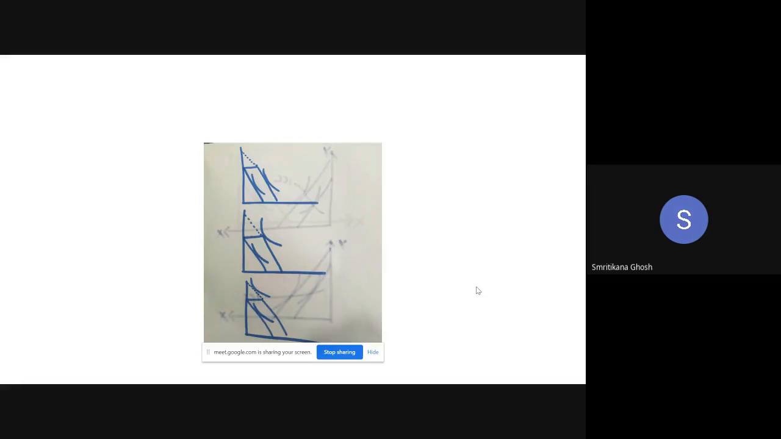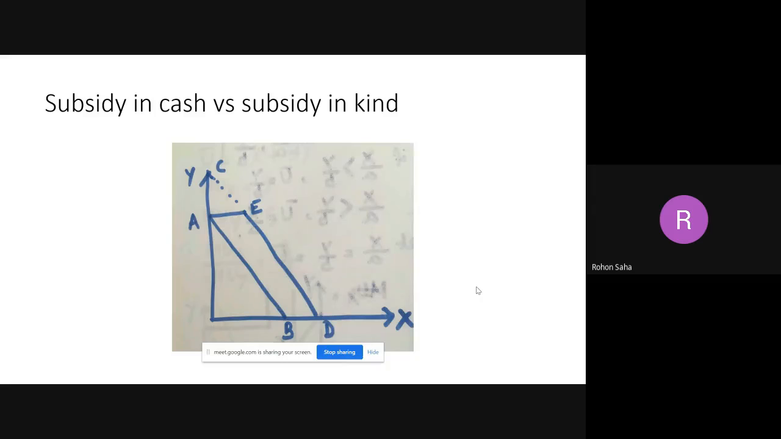Ma'am, I have a problem. In subsidy in kind, the line you have drawn parallel to the x-axis, AE, is because we have an option to take the subsidy or not. But any point on the line AB has the option to take the subsidy or not, just like point A. So we have drawn a line parallel to the x-axis, AE. Similarly, for any point on AB, we can draw such a line, because it depends on us. So the whole region should be marked. No, no, look.